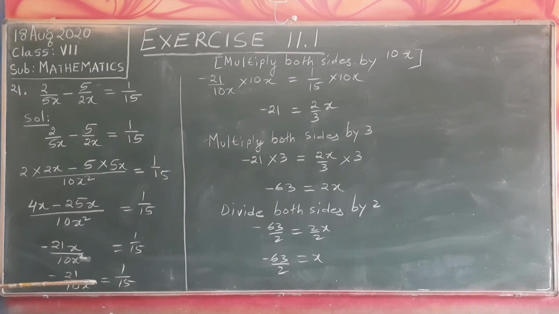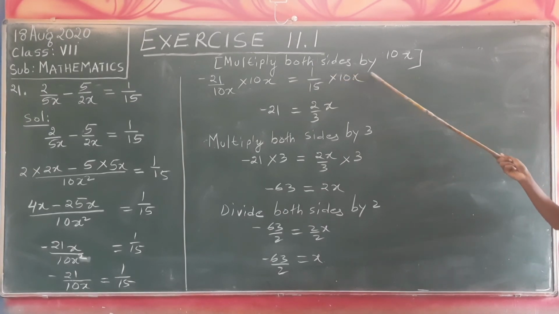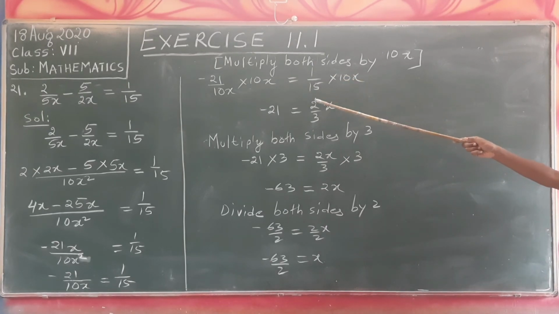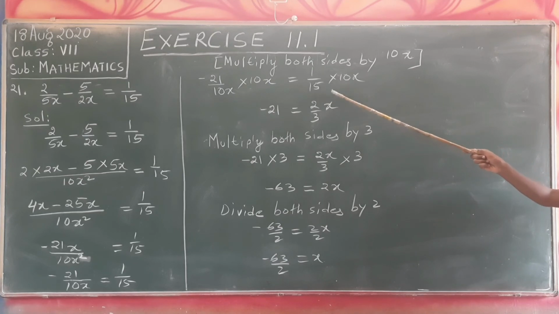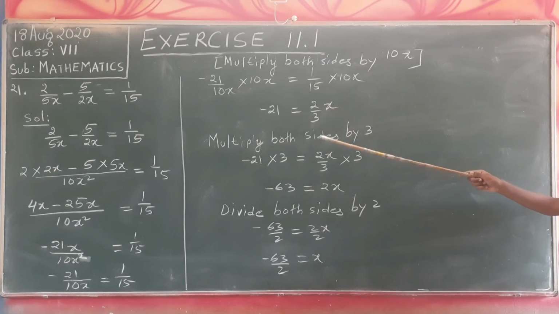So here in the left hand side you will see 10x. Okay, 10x. That 10x we have to remove. We can see in the next step, multiply both the sides by 10x. So can you see both the sides 10x are multiplied. So on simplifying we get what? Minus 21 is equal to 2 upon 3x.